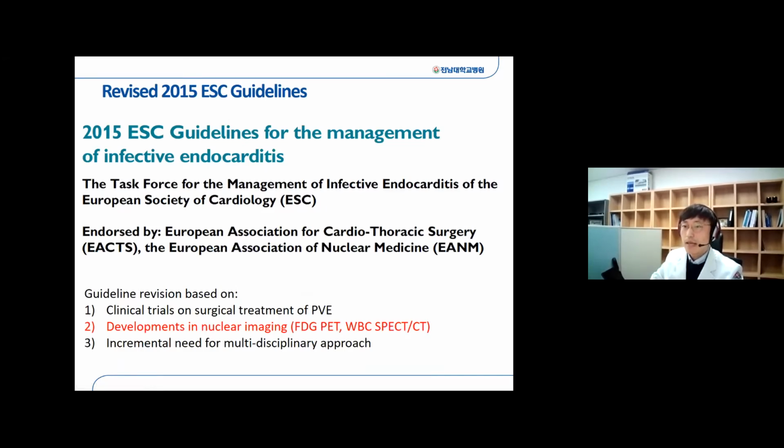So in 2015, the European Society of Cardiology made a revision of their guidelines. The guideline revision was based on, number one, clinical trials on surgical treatment of prosthetic valve endocarditis; number two, the developments in nuclear imaging, which is clearly described in the preamble, especially FDG PET and leukocyte SPECT CT; and number three, the increasing need for a multidisciplinary approach. So you can see that these guidelines had the participation of different societies such as ESC, EACTS, and EANM.